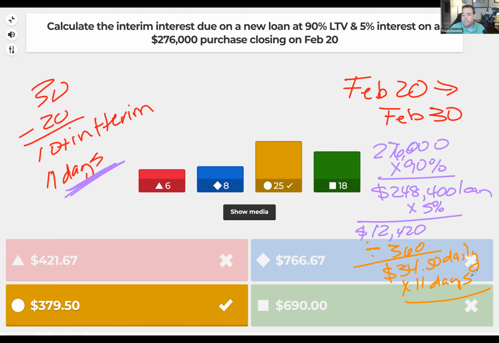Absolutely. I mean, there's the test taking strategy, and then there's the just knowing it strategy. So why is it 11 days? The reason it's 11 days is because the lender wants interest for the very first day, the day of closing. They don't just want interest for the days after closing, those 10 days after closing. They want interest for those 10 days plus the day of closing because they're lending you the money on the day of closing. That's why it's 11. Every single day.